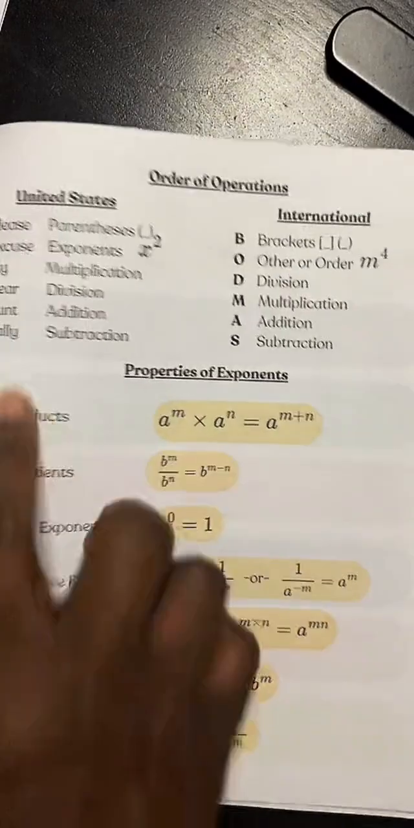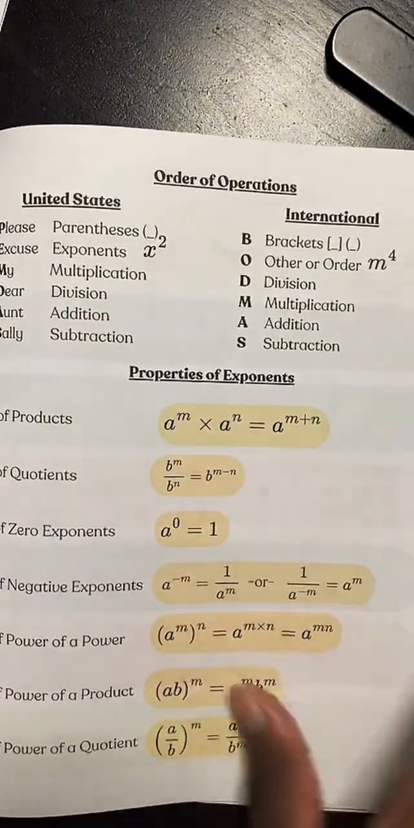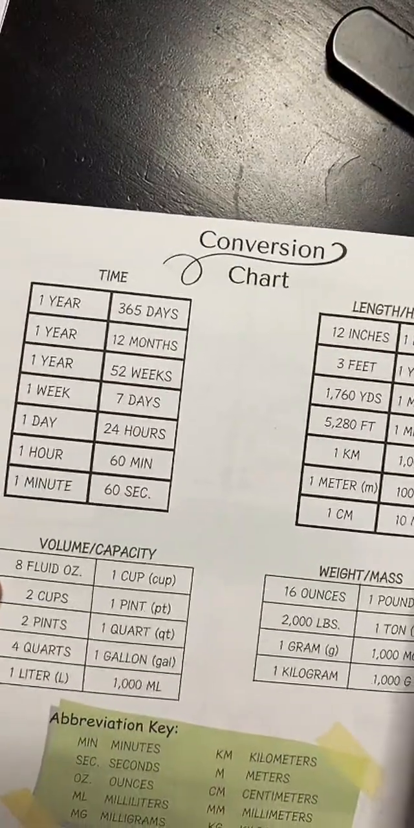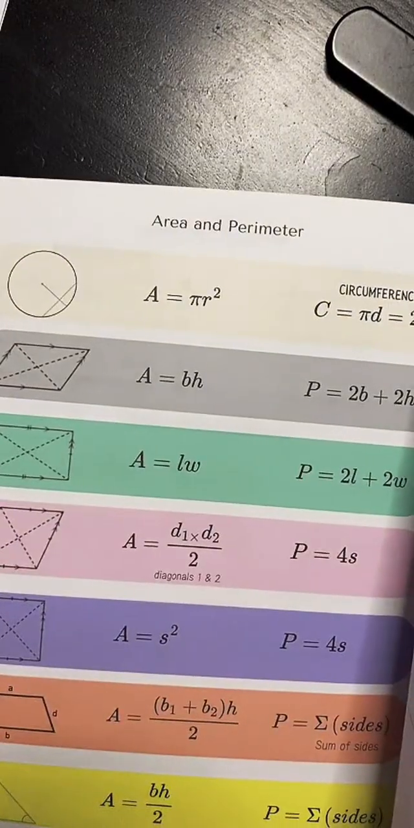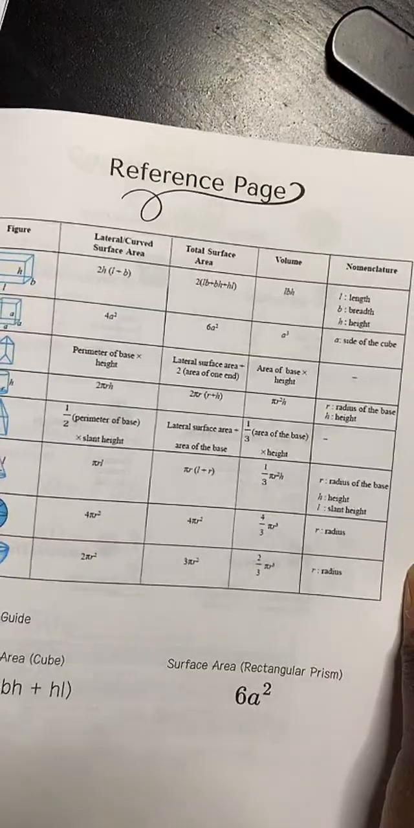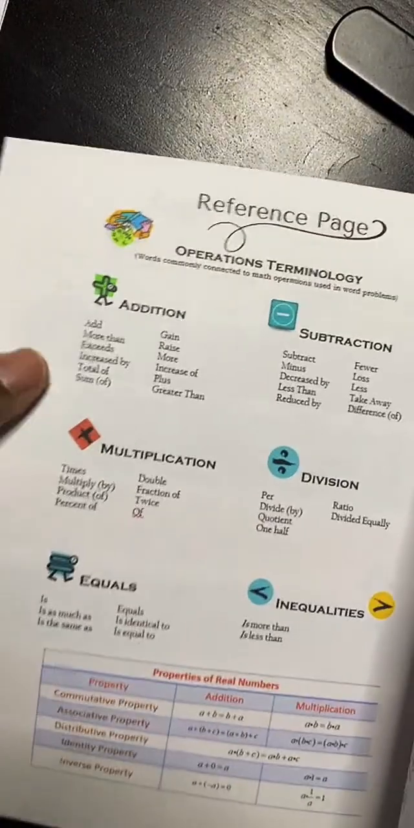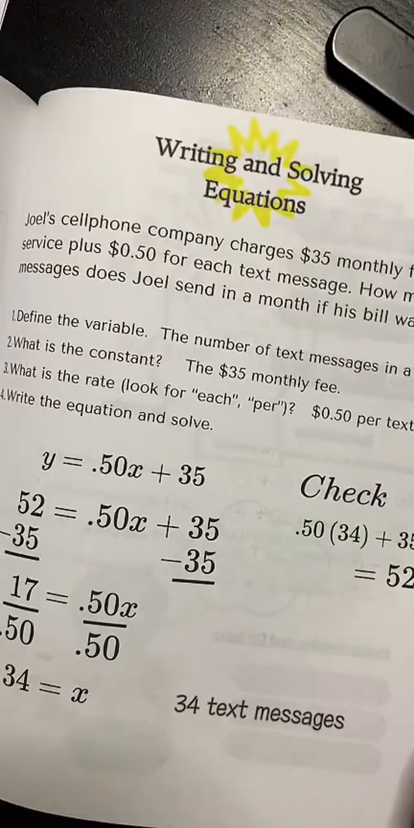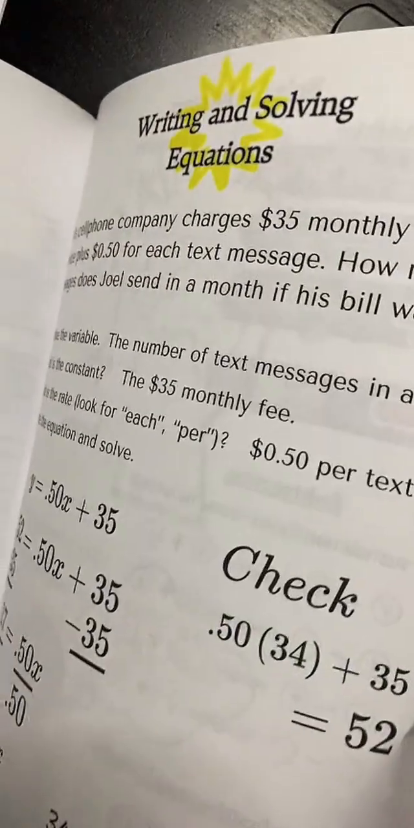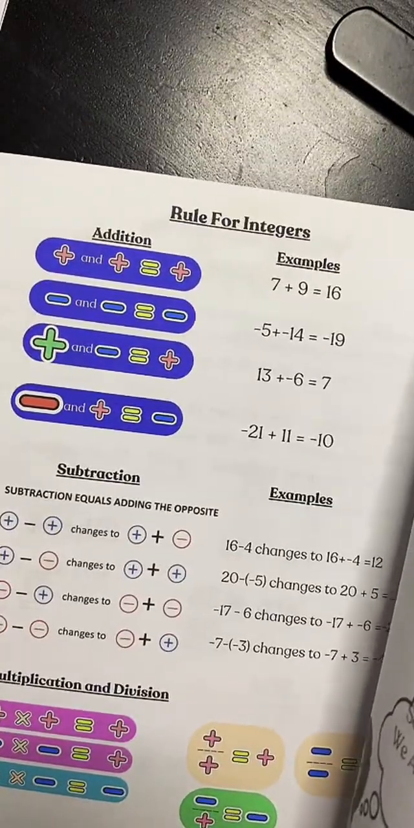Then we have our order of operations, exponents. We have a conversion chart. That's useful. Area and perimeter. Then we have the same with the volume and surface area. And then the most popular words used in word problems, same thing as in the other side of the book, and an example of written and solved word problems. And then they also have their brain break section as well as the rules of integers.